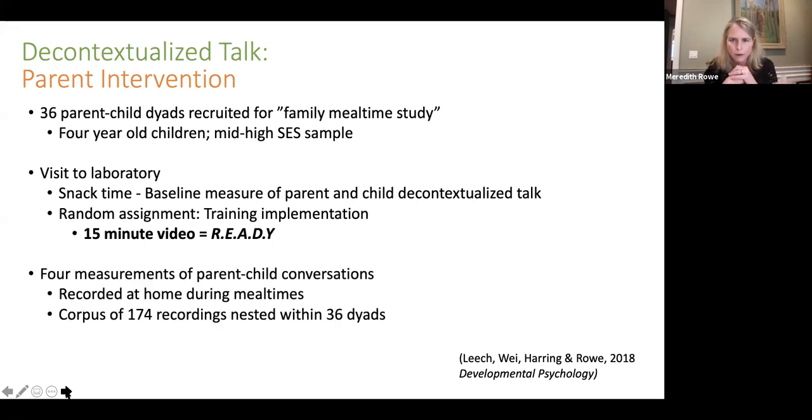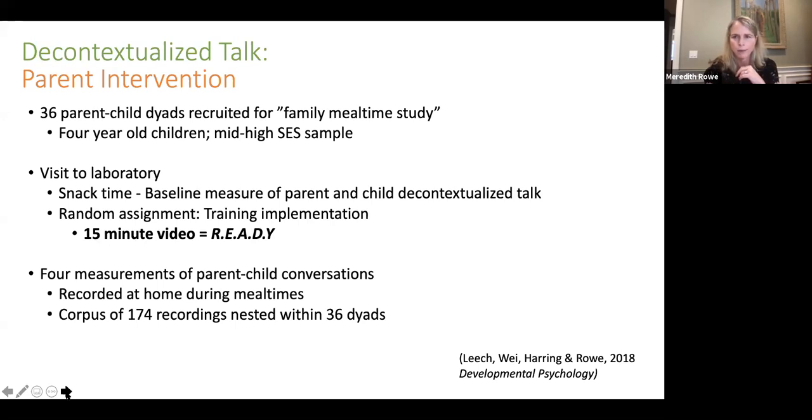Then we sent all the families home with an audio recorder and asked them to record a mealtime once a week for the next month. And we collected all of those up. So we ended up with a corpus of 174 recordings nested within the 36 families.